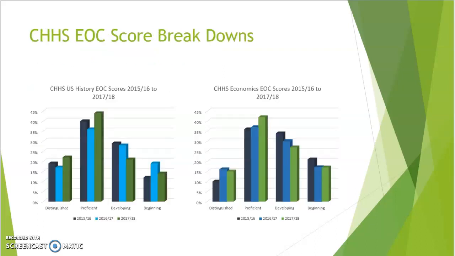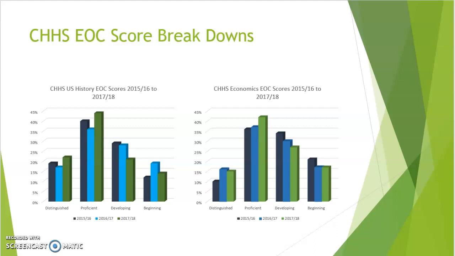The EOC score breakdowns. This means we're looking at those 4 levels. And so this is one of the goals we wanted to look at, was how can we get our developing and beginning learners to go from developing and beginning into the distinguished and proficient. So we look here, we've got the U.S. history scores on the left, and we've got the economic scores on the right. And so this is just for Collinsville High School.